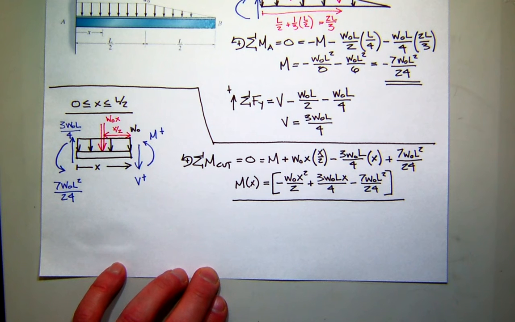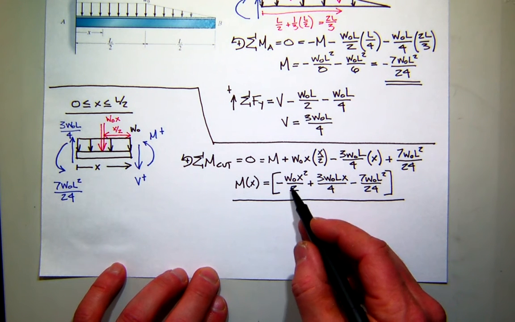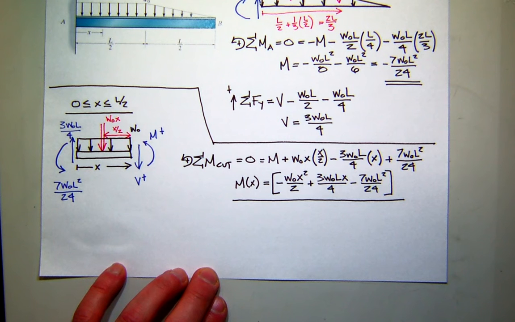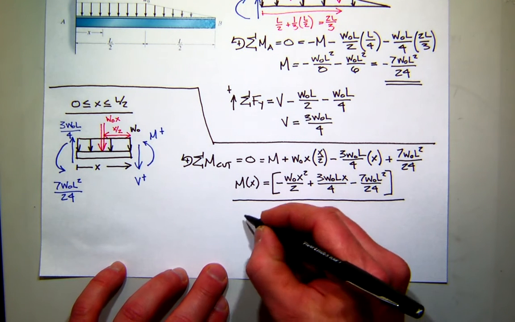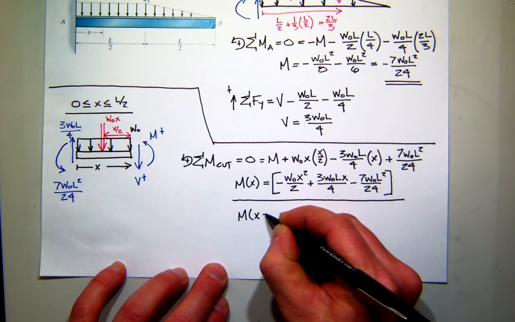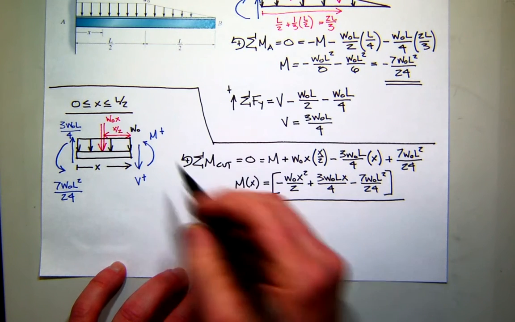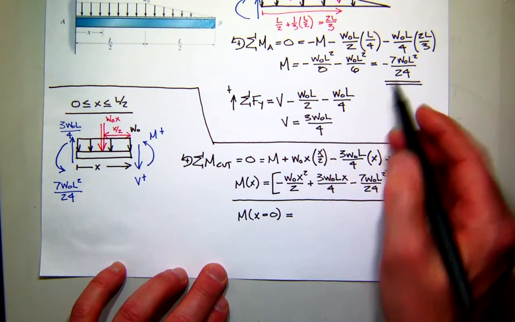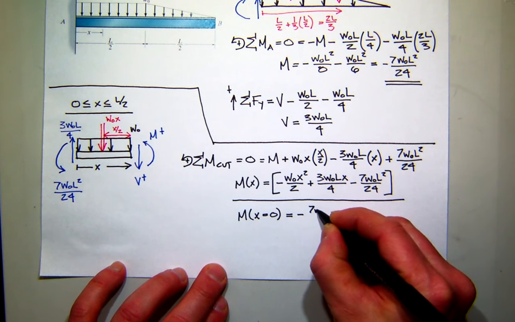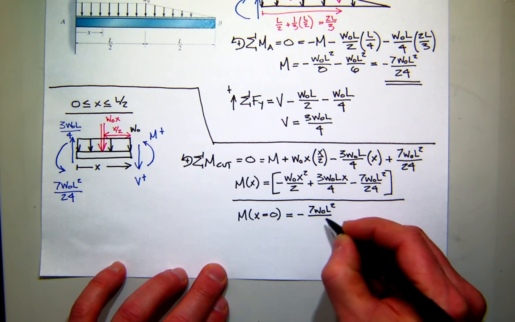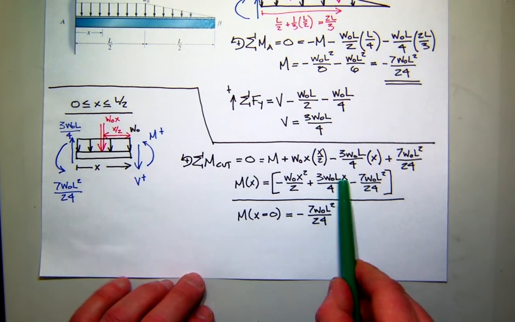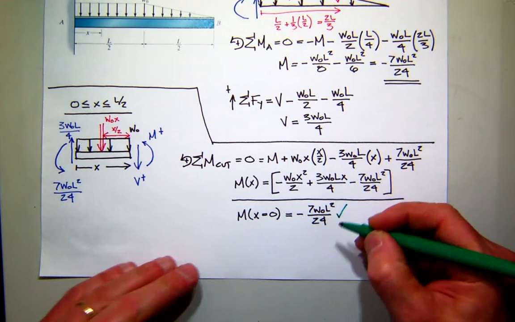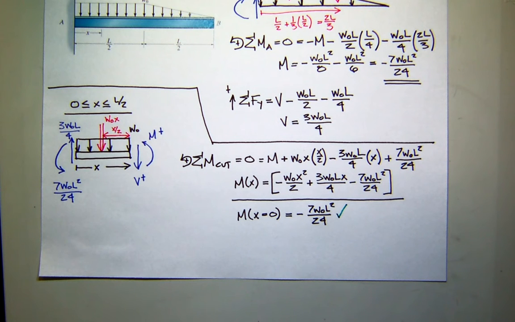At this point, you could leave it like this. I'm sure the author has figured out some clever way of factoring some things out to make it look pretty. But you could just leave it like that. Right now, the only thing we can check is that we know the moment at x equals 0 should be equal to what we found here, and we solved for it as negative 7 W naught L squared over 24. And if you put in x equals 0 here, our equation gives you that. So it seems to match what we have.